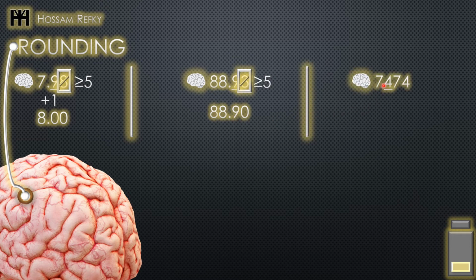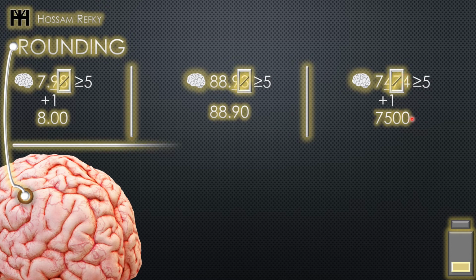Okay, 700,474. You want to round the 4, so we'll take a look at the 7. Is it bigger than or equal to 5? Yes, it's bigger than 5. So the 4 here will increase by 1, so it will be 7,500. And all of the other digits, the 7 and the 4, will turn to 0.